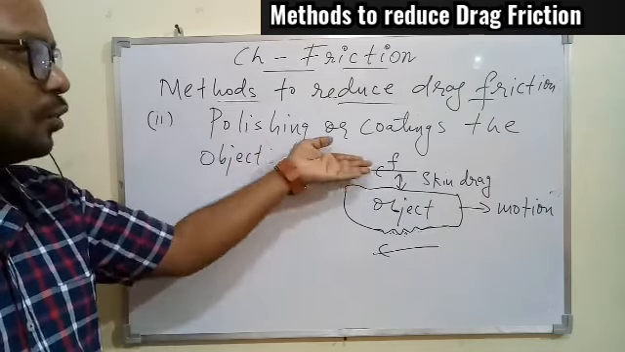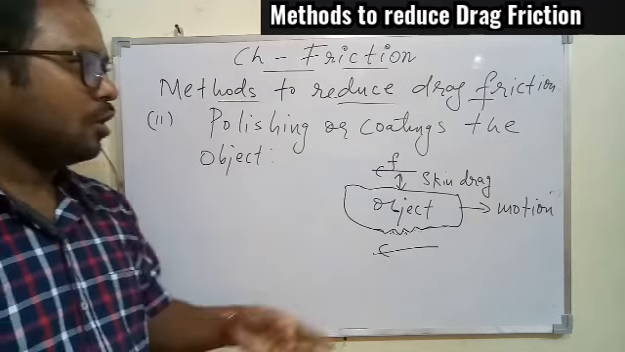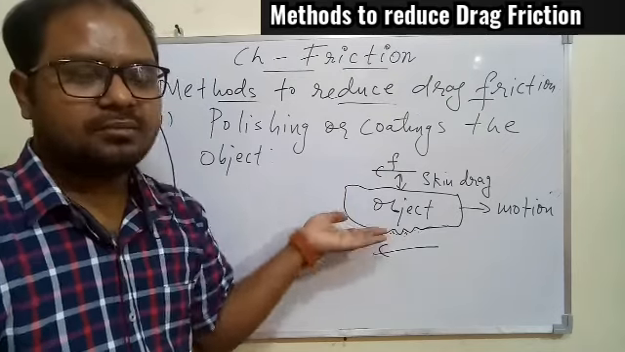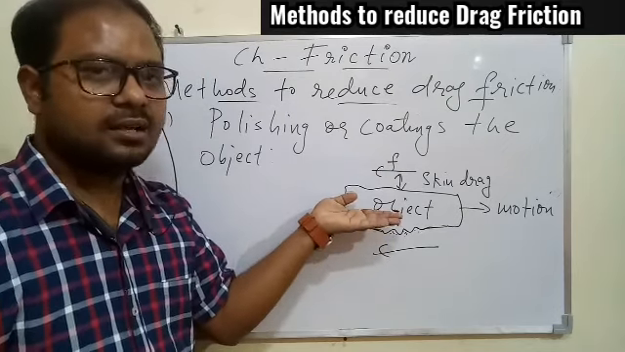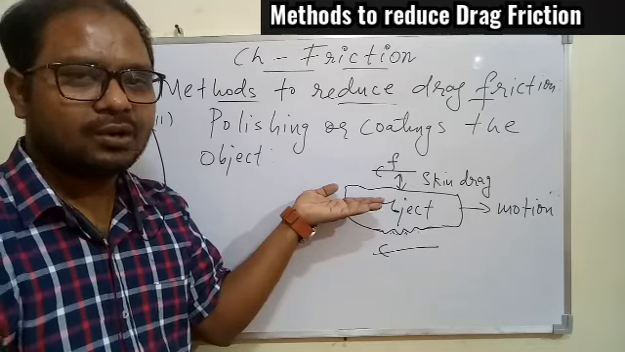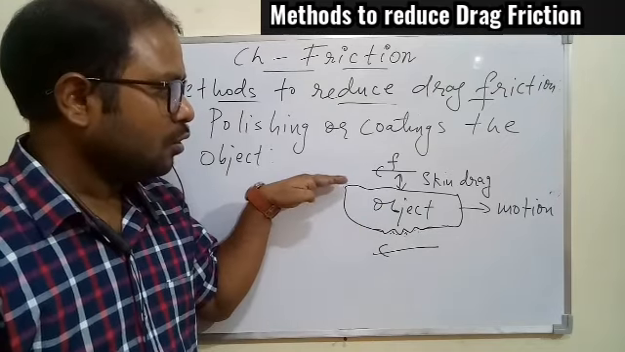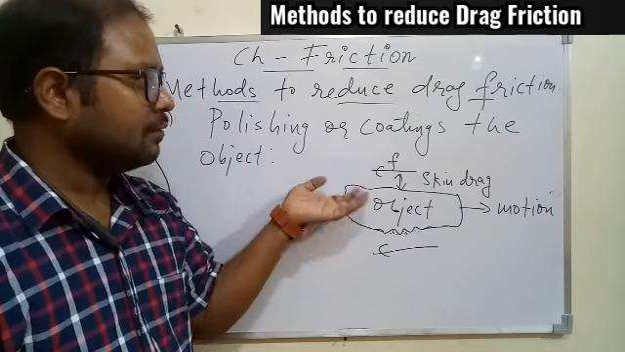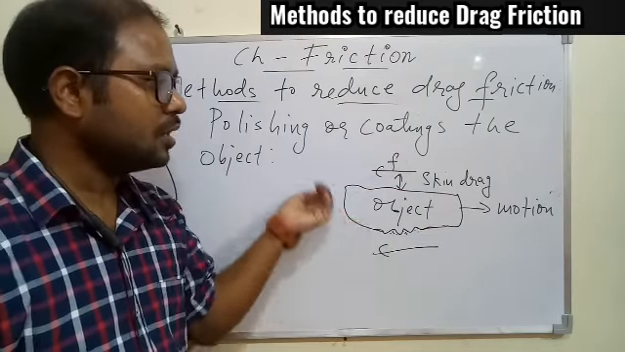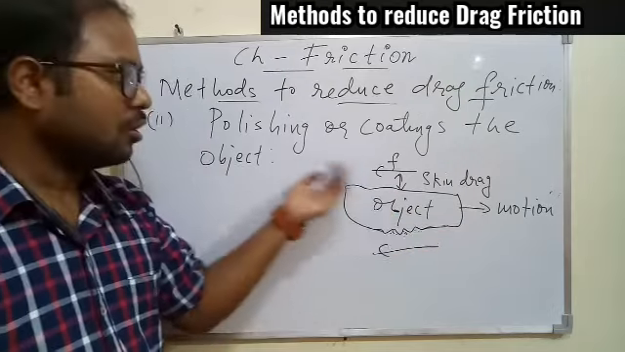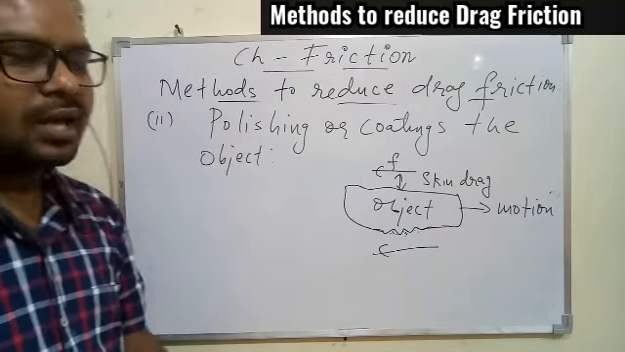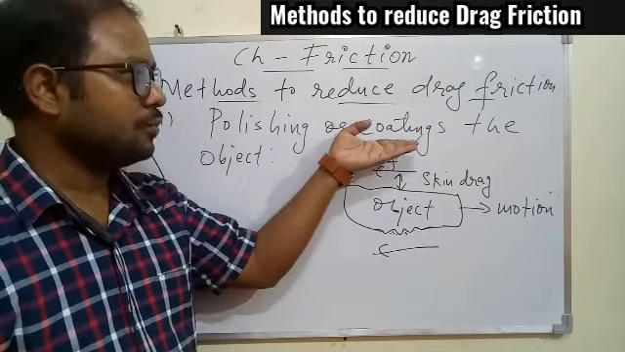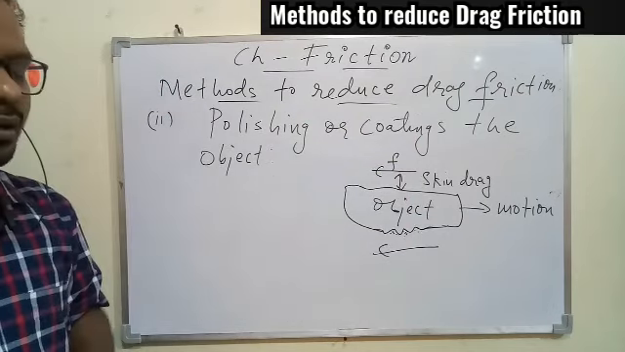So painting, coatings, all these things can be done, or we can have an object and over it we can put a layer of some other material. For example, in general metals have very low irregularities, so over the object we can have a layer of some metal, and that is called coatings. So if you put a layer of some metal over the object, automatically the irregularities will reduce and hence the skin drag will reduce. So we can go for coatings and we can go for polishing.